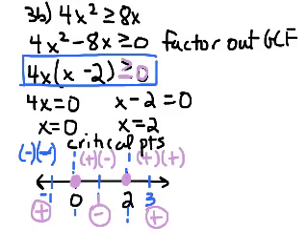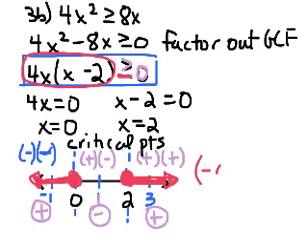So I want this side here to be greater than or equal to 0. That means I want the left side to be positive. So I can see that the regions that are positive are the regions from 0 to negative infinity and from 2 to positive infinity. And I'm including the critical points because that's where they equal 0. So to write this in interval notation, it would be negative infinity to 0, bracket, union, bracket, 2 to infinity.